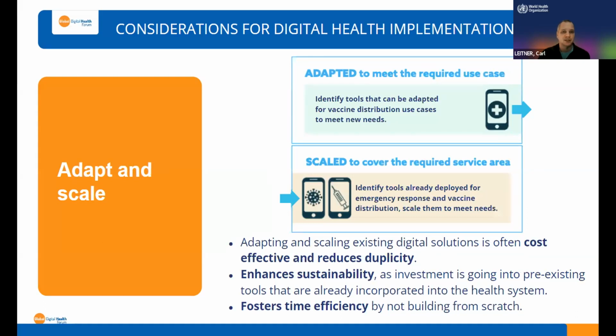Next, we want to consider adapting and scaling. So what we can do is identify the existing tools that could potentially be adapted for vaccine distribution use cases. These could be tools at the community, facility, district, or national level that might have some interface with health workers and clients that are involved in the vaccine delivery or utilization. And then you can also identify if there are tools that have already been deployed for emergency response and vaccine distribution, perhaps in a smaller setting, but that could be scaled nationally.